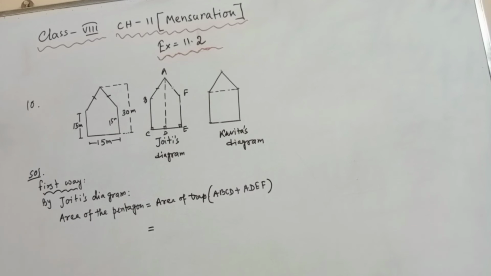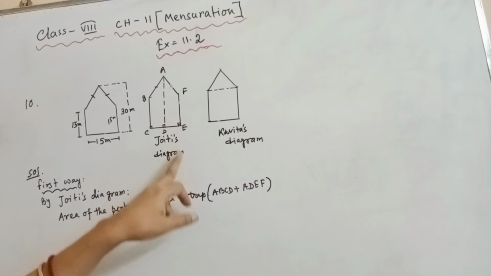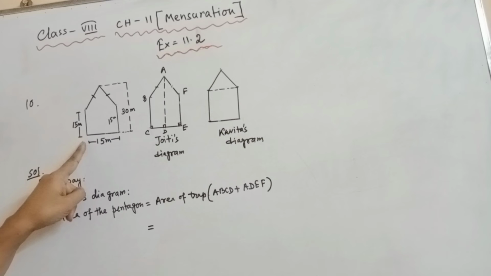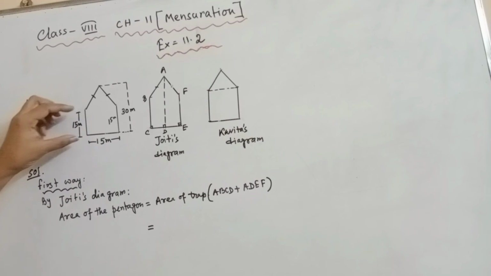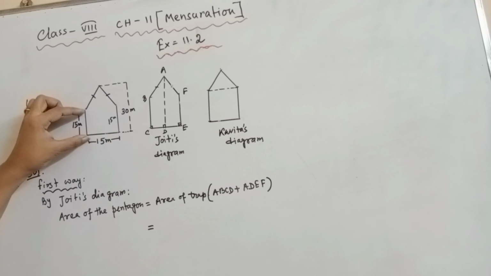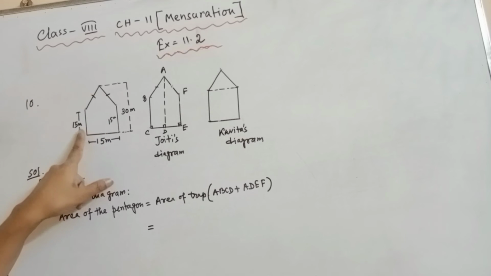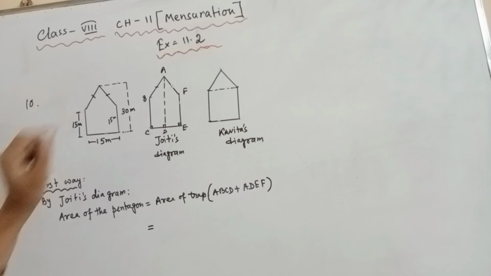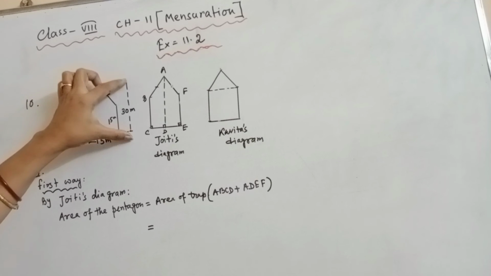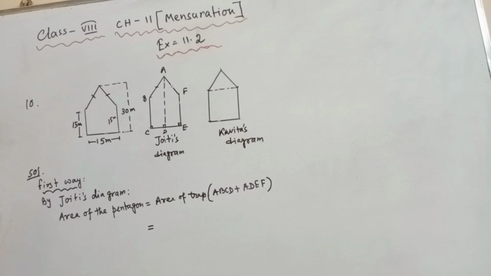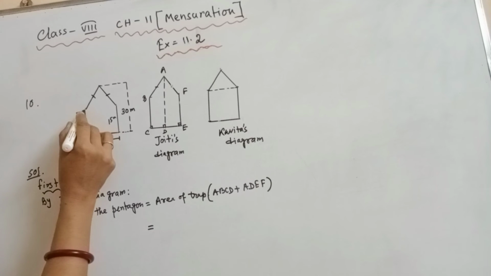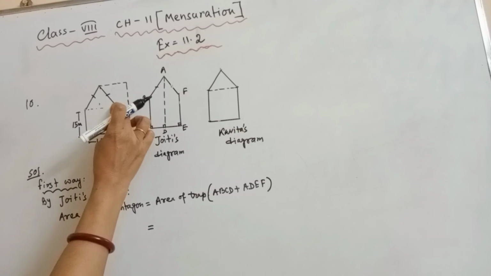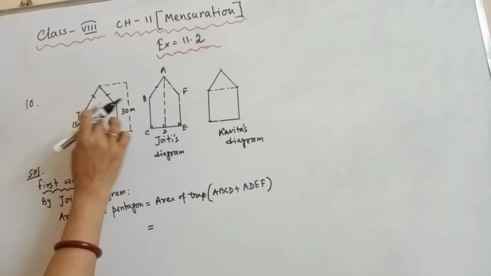We will only find the area by Jyoti's diagram and by Kavita's diagram. The length, breadth and the dimensions are given here. In the first diagram you can see the length of the pentagonal sides, these portions are the same, 15 meter, base also 15 meter, these two sides are equal and the complete height is 30 meter. If the complete height is 30 meter, that means up to here it is 30, it is 15 plus 15, because up to here it is 15. So this one must be 15.